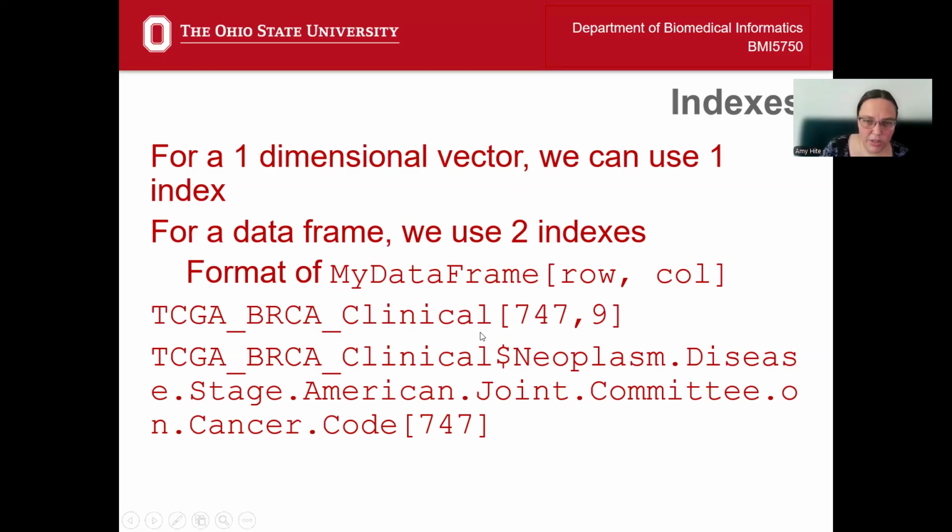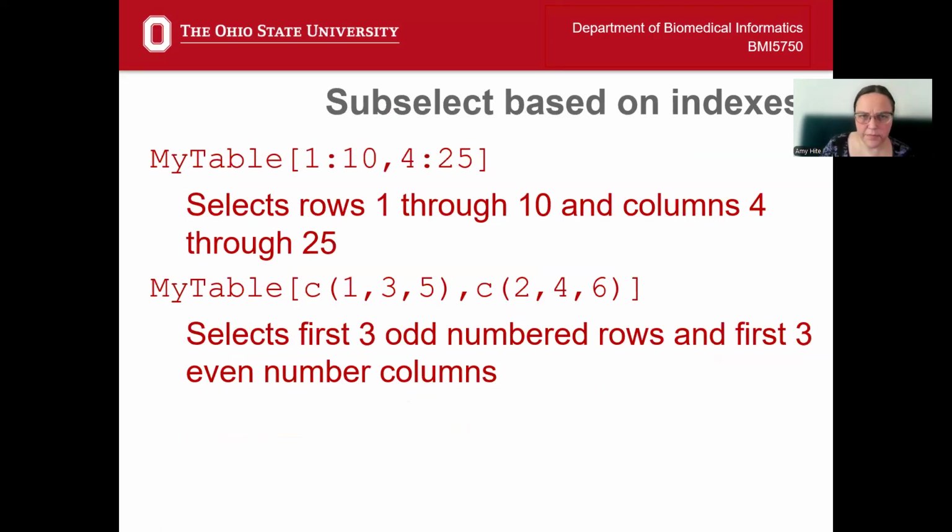Columns, we get the special $ sign notation. Rows, we don't really. So rows, I think it's more useful to pull it out with an index. We can sub-select based on indexes if we wanted rows 1 through 10, columns 4 through 25. We can do that with this index notation. If we wanted to be more choosy and we wanted rows 1, 3, and 5, then we would provide that as a vector with our c combine parentheses notation.